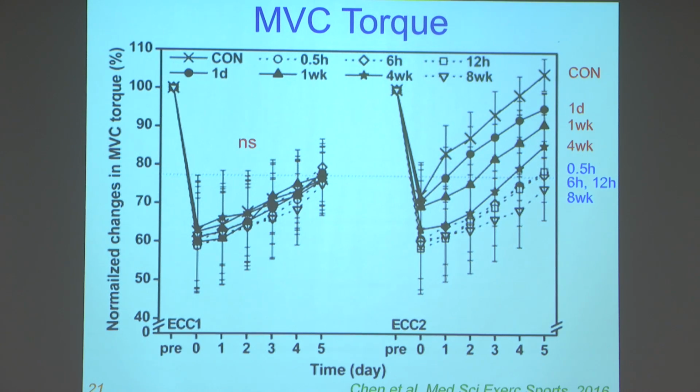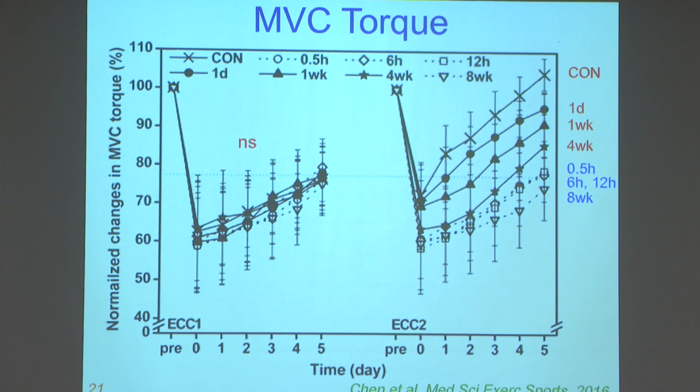So this is a maximal voluntary contraction talk. First bout, all of the groups showed similar changes in strength. The strength decreased about 40% immediately after exercise. Still, 5 days later, it did not go back to normal. Okay? No difference between the groups.